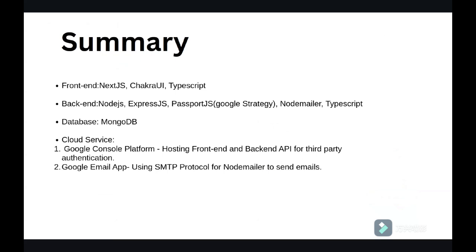For the front end, we're using Next.js, Chakra UI, and TypeScript. For the back end, we're using Node.js, Express.js, Passport.js, Nodemailer, and TypeScript. For the database, we're using MongoDB. For the cloud service, we're using the Google Cloud Console platform, which is used to host the front end and the back end API for third-party authentication. For the Google email verification part, we're using the SMTP protocol provided by Google and using Nodemailer to send the email. So next step, I will do the demo for our system.